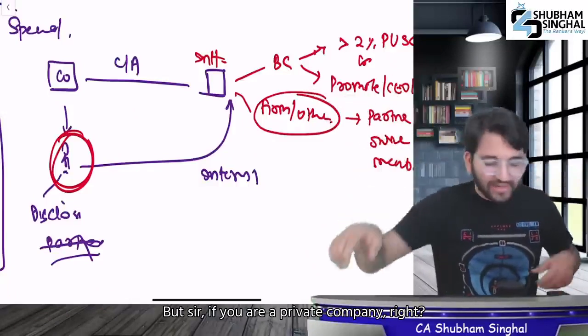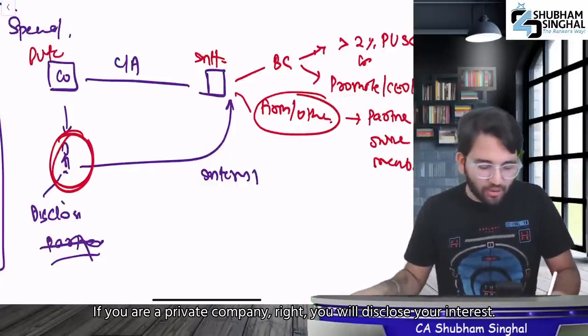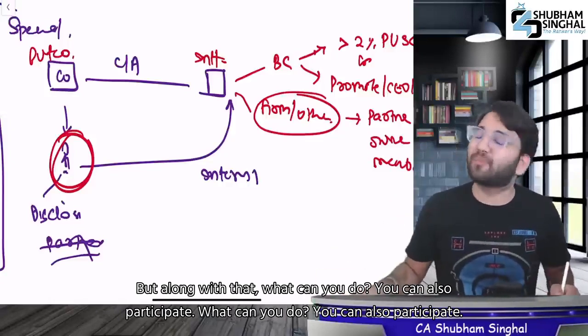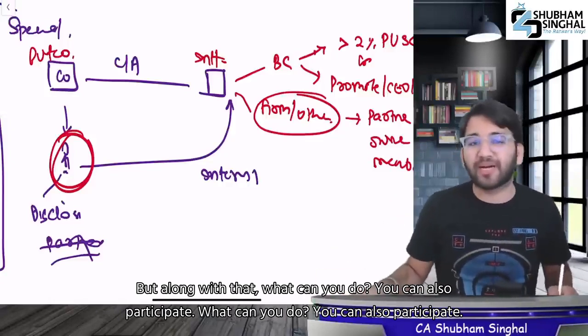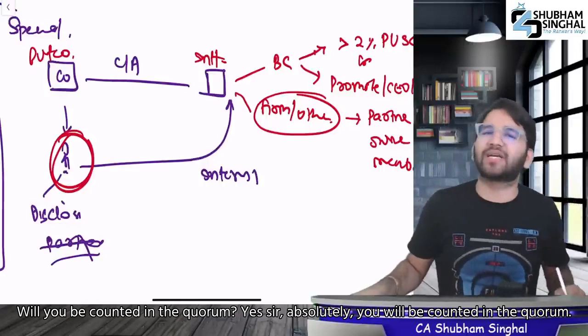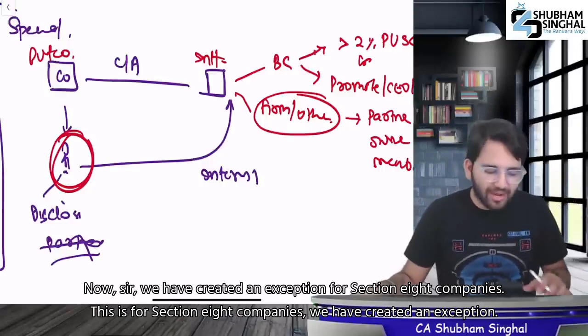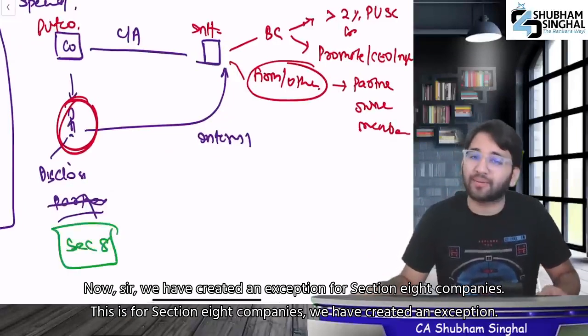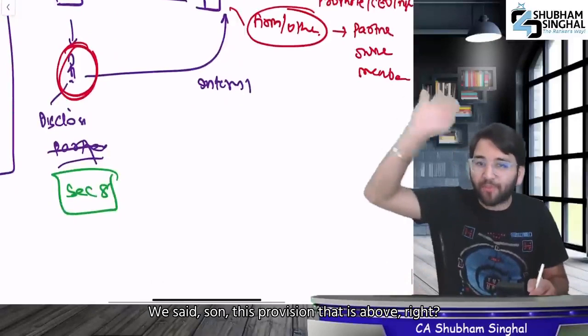But if you are a private company, then you will have to disclose your interest. But along with that, what can you do? You can also participate. Will you be counted in the quorum? Yes, you will be counted. Moreover, we have created an exception for Section 8 companies. This is for Section 8 companies, okay? We said this provision that is above, right?